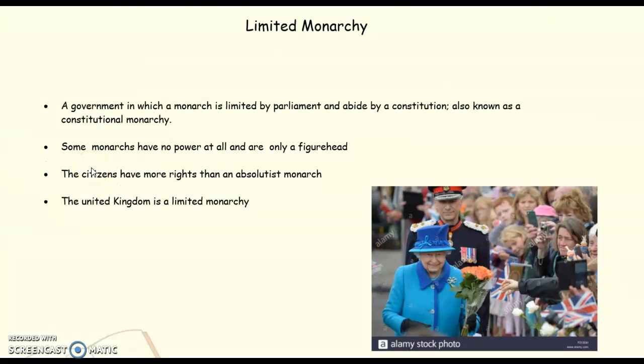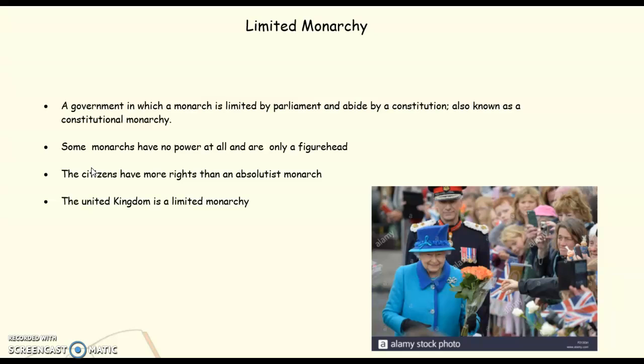Limited monarchy. It is a government in which a monarch is limited by parliament and abides by a constitution, also known as a constitutional monarchy. So it's very different from an absolute monarchy. Some monarchs have no power at all. They're usually just figureheads. The citizens have more rights than under an absolute monarchy.